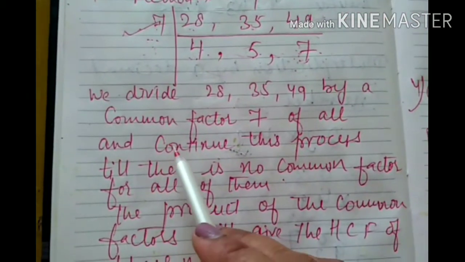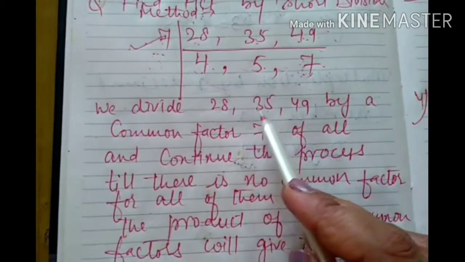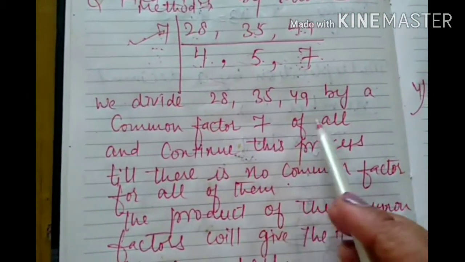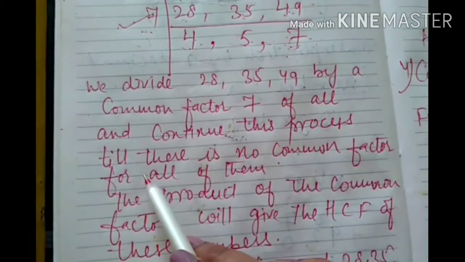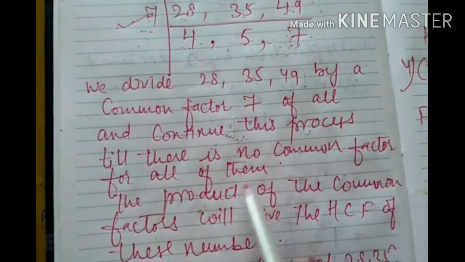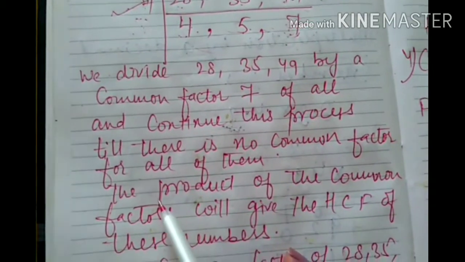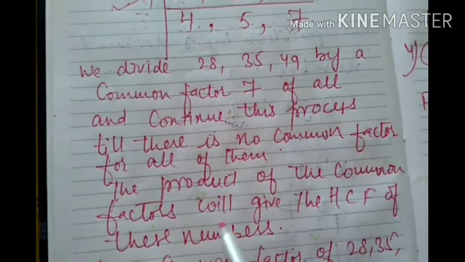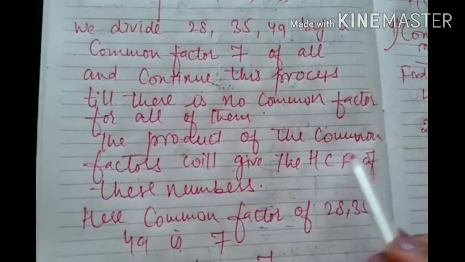Then we divide 28, 35, 49 by a common factor 7 of all and continue this process till there is no common factor of all of them. The product of the common factors will be the HCF of these numbers.